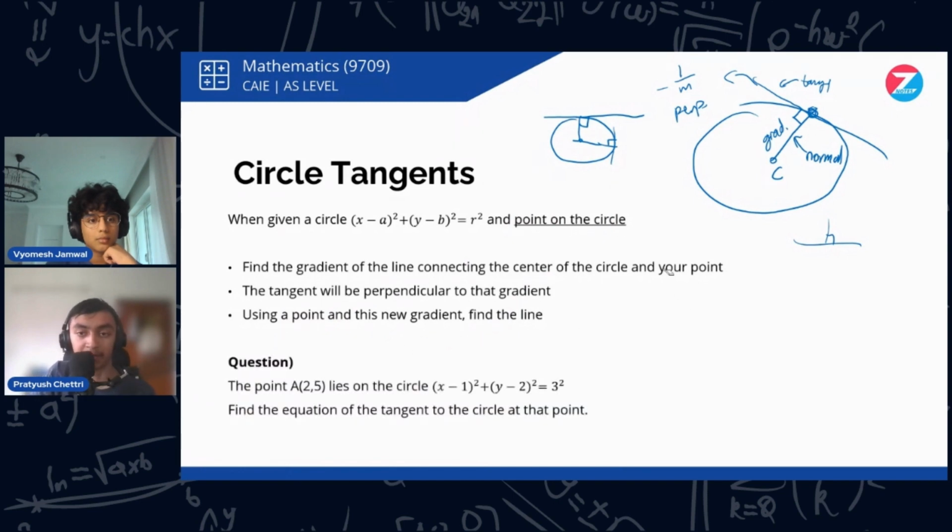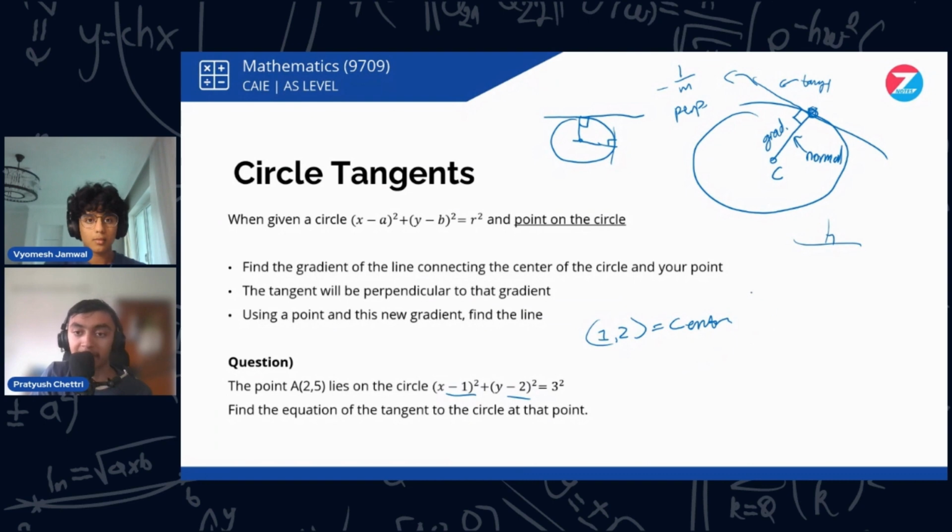So here's this question. Let's do it real quick. Point A lies on the circle. Find the equation of the tangent to the circle at that point. How so? First, let's see the center of the circle, minus 1, minus 2, so it's 1, 2, the center. It's already in the form we need.